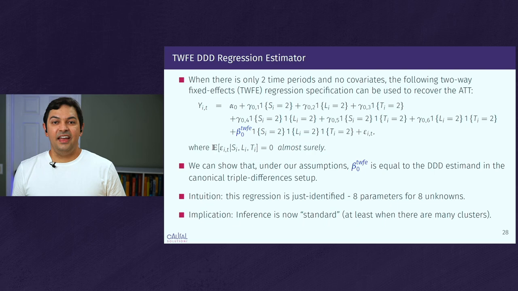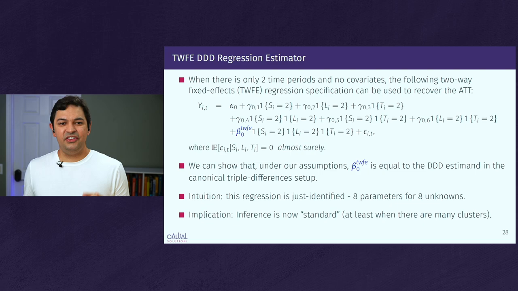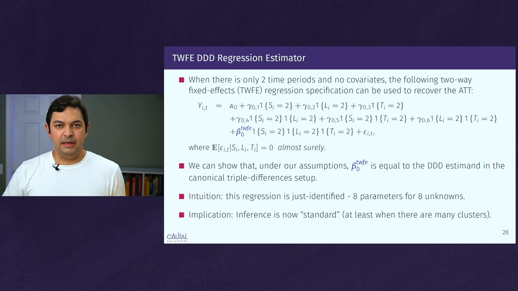And regressions are great for computing averages for us. So if I have a regression with 8 parameters that respect these 8 groups, I can manipulate them well enough such that one of these coefficients is going to give me this triple difference estimate, right? And what kind of interaction are we going to do here?